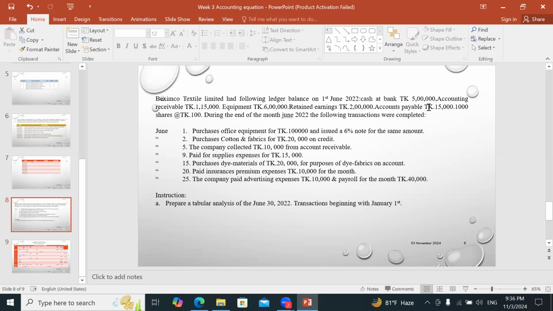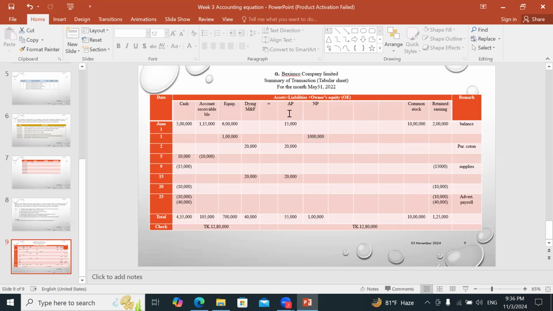Then accounts payable. All types of payable are liabilities. Payable has two types: accounts payable and notes payable. Accounts payable has no written commitment, no written promise, it is oral. Notes payable is when you promise with a document, a deed, a contract, formally and officially. Then you may use notes payable, otherwise accounts payable.